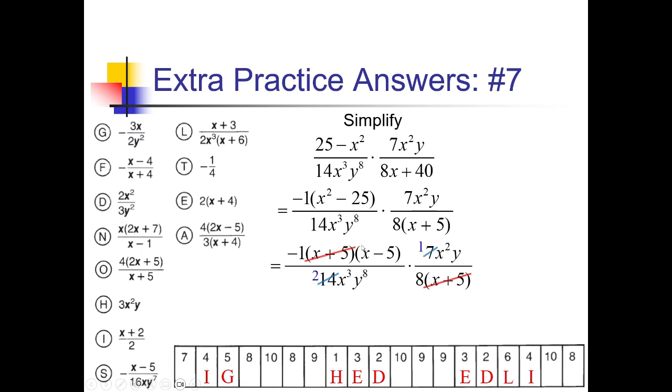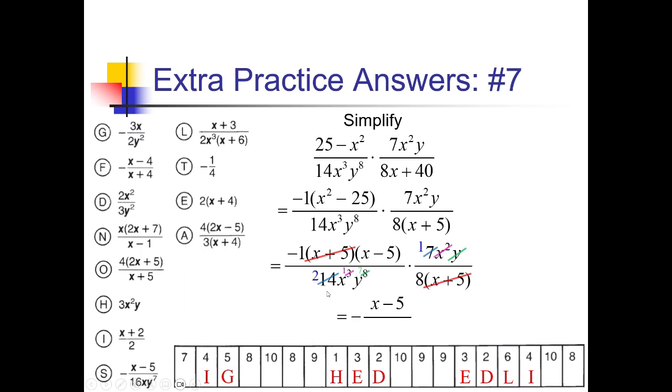x squared and x cubed reduce to give me an x to the first in the denominator. And y and y to the 8 also can reduce to give me y to the 8 minus 1, y to the 7th down there. And this 8 is going to be hanging around. So what's left over? Well, this negative out in front here, this is going to make the whole fraction negative. So let me write that out in front. Now for my numerator, I have an x minus 5, and it looks like that's it.